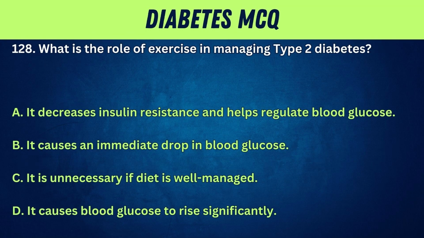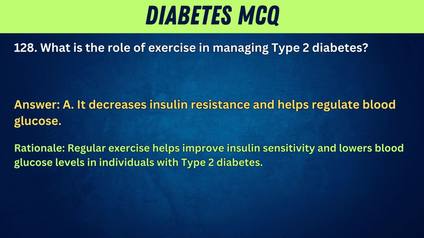glucose levels. 128. What is the role of exercise in managing type 2 diabetes? A. It decreases insulin resistance and helps regulate blood glucose. B. It causes an immediate drop in blood glucose. C. It is unnecessary if diet is well managed. D. It causes blood glucose to rise significantly. Answer: A. It decreases insulin resistance and helps regulate blood glucose. Rationale: Regular exercise helps improve insulin sensitivity and lowers blood glucose levels in individuals with type 2 diabetes.